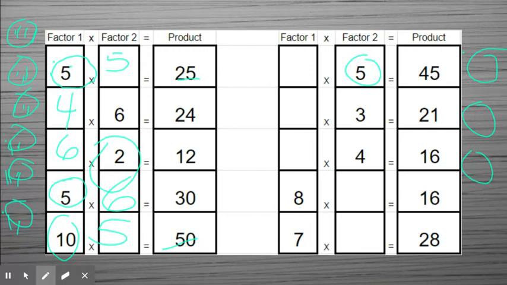8 times what equals 16? You should have said 2. 8 times 2 is 16. And the final one, drawing your picture out, 7 times what equals 28? You should have said 4. 7 times 4 equals 28.